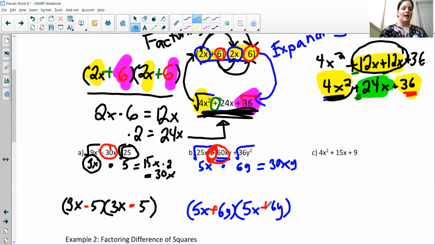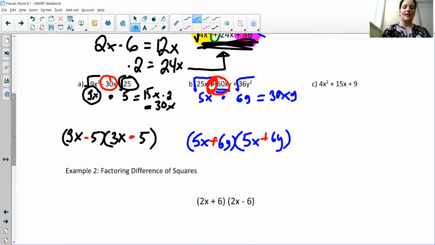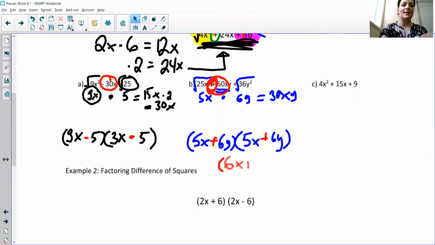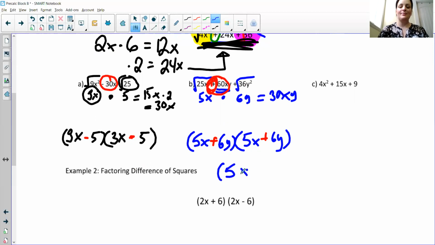Okay. Now we can write this more simplified. So, I don't know why I want to make that a 6x, but apparently I really do. I'll get over it. It's okay. So it's 5x plus 6y times 5x plus 6y. So it's the same thing as saying 5x plus 6y squared.